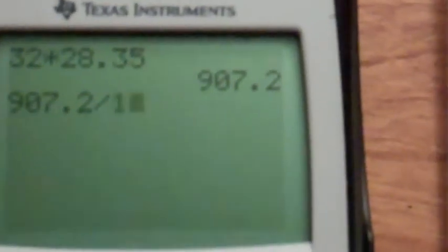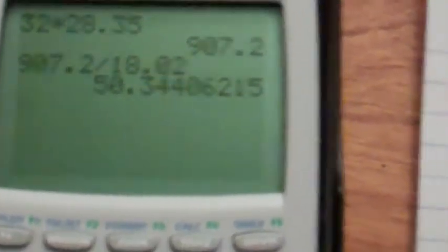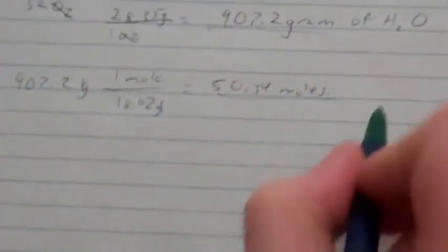907.2 divided by 18.02 equals 50.34 moles. With sig figs, it just ends up being 50 moles of H2O. Wow, that's cool, mister.